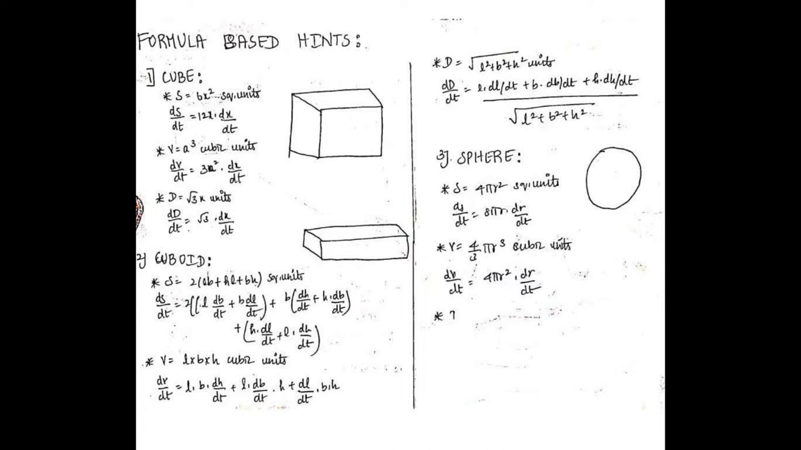Sphere. Surface area is equal to 4 pi r square square units. ds by dt is equal to 8 pi r into dr by dt. Volume is equal to 4 by 3 pi r cube cubic units. dv by dt is equal to 4 pi r square into dr by dt.